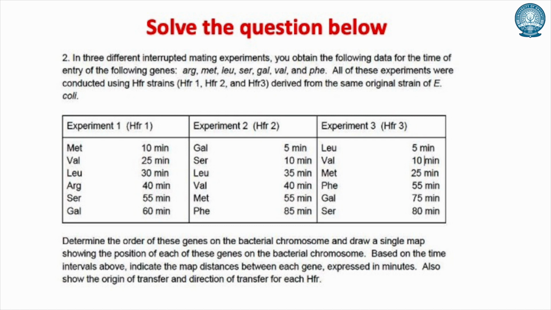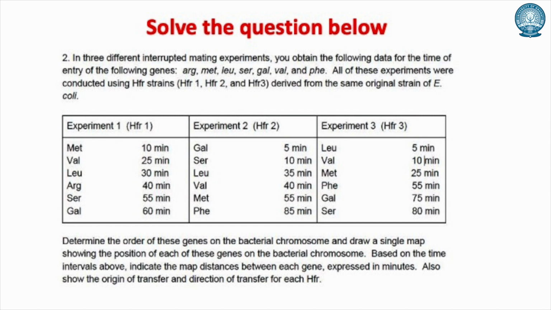So the question is, in 3 different interrupted mating experiments you obtain the following data for the time of entry of the following genes. So the genes are Arg, Met, Leu, Ser, Gal, Val and Phe. All of these experiments were conducted using Hfr strains, so Hfr1, Hfr2 and Hfr3, derived from the same original strain of E. coli.